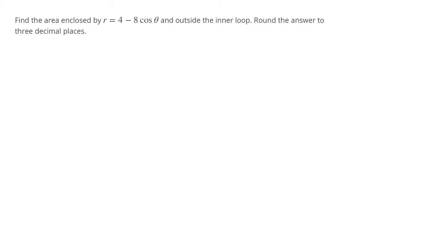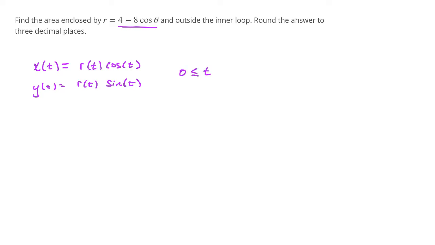Now, for the setup in GeoGebra, remember that we have r as a function of theta. And so we will plot this as a parametric curve, where x of t is r of t times cosine of t, and y of t is r of t times sine of t. For this particular curve, we'll have t going from 0 to 2 pi.